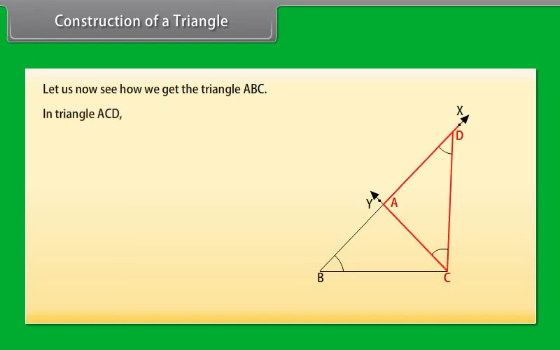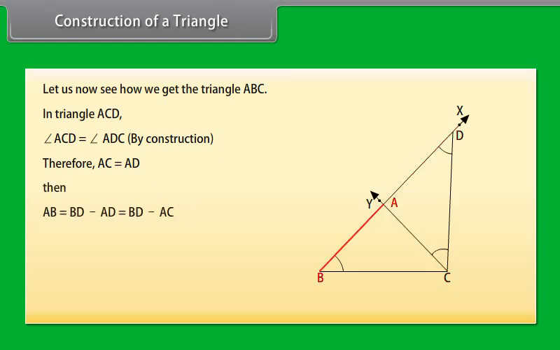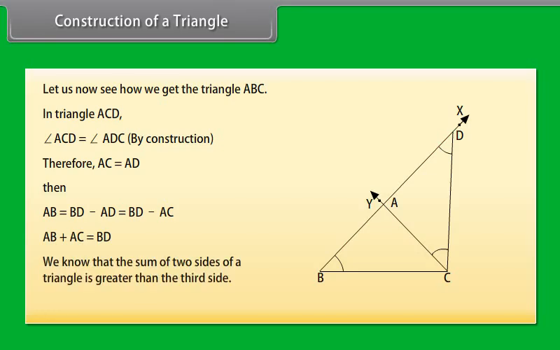Here in triangle ACD, angle ACD is equal to angle ADC by construction. Therefore, AC is equal to AD, then AB is equal to BD minus AD, which is equal to BD minus AC, or AB plus AC is equal to BD. We know that the sum of two sides of a triangle is greater than the third side. Therefore, ABC is a triangle.